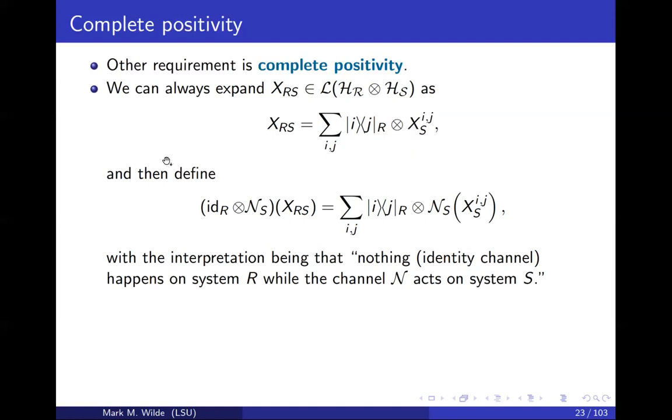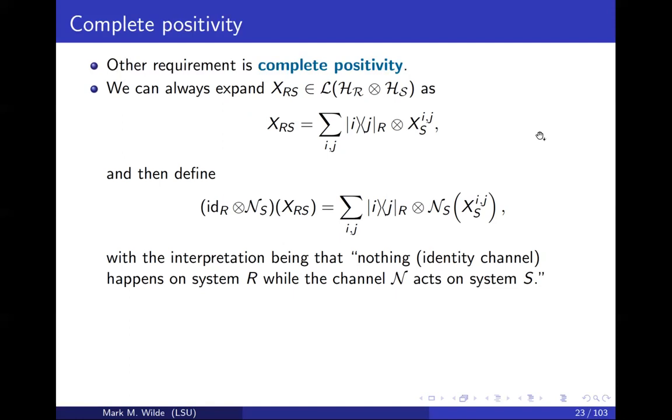And then what we're going to do is define the channel tensor with the identity acting on this matrix. And we define it in this way, such that it's linear. So the identity and N can go inside the sum. The identity does nothing to this reference system, and the channel gets applied to each of these matrices.